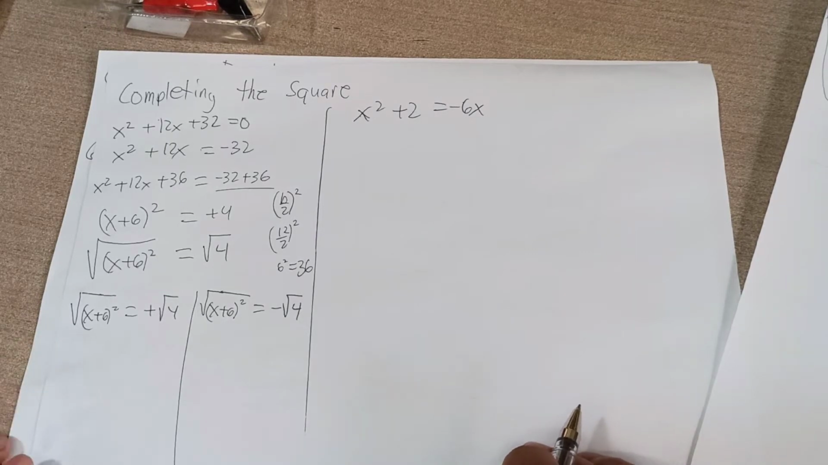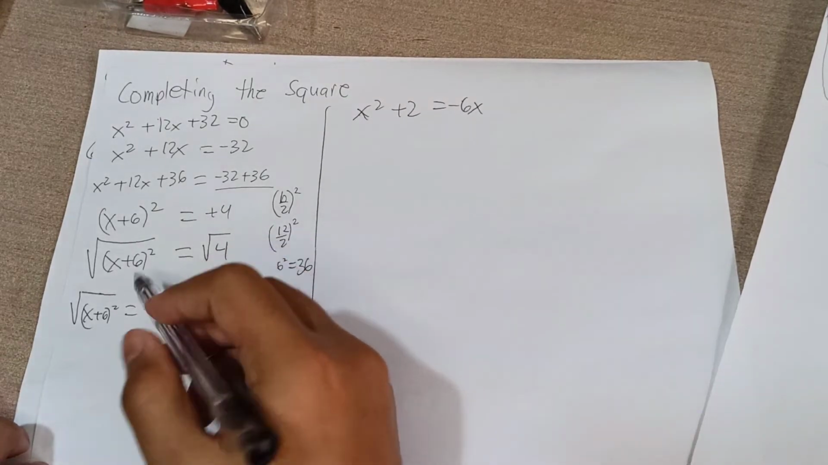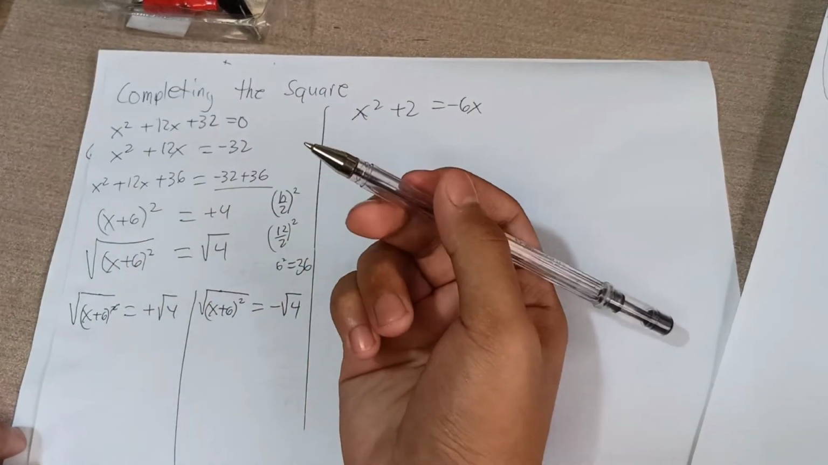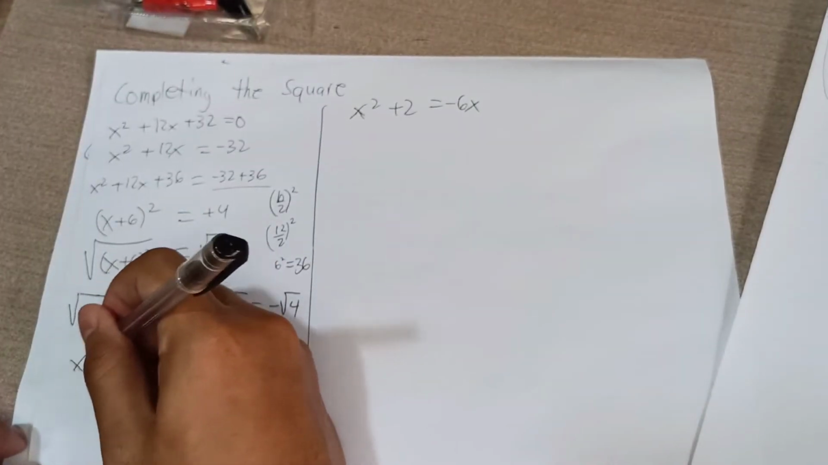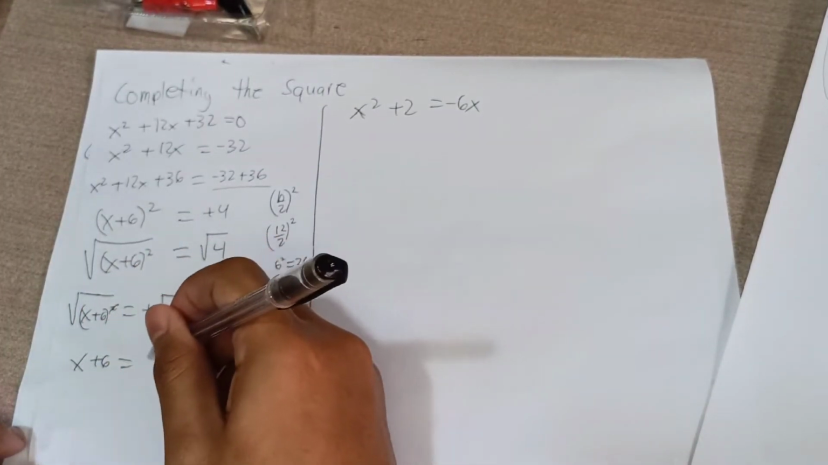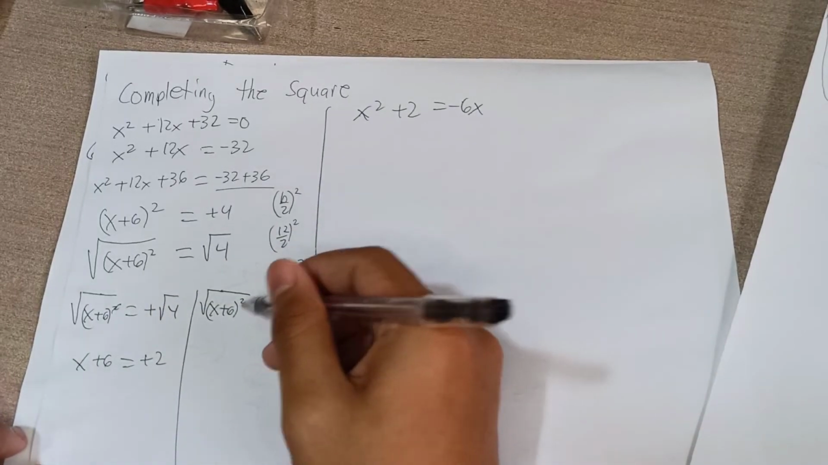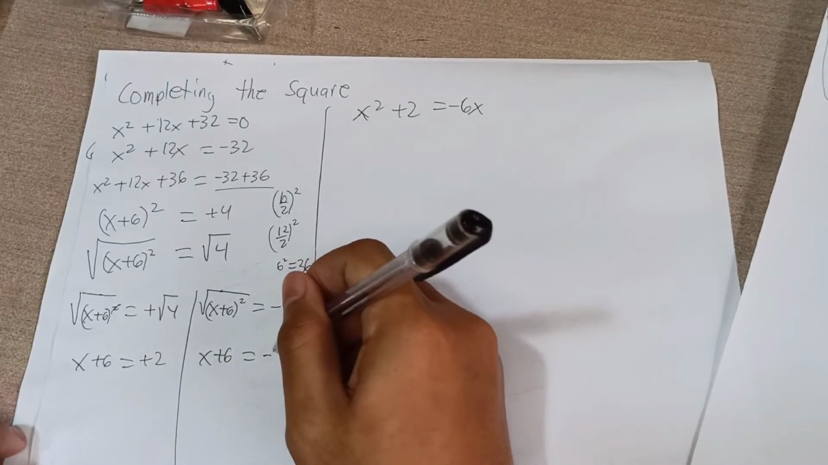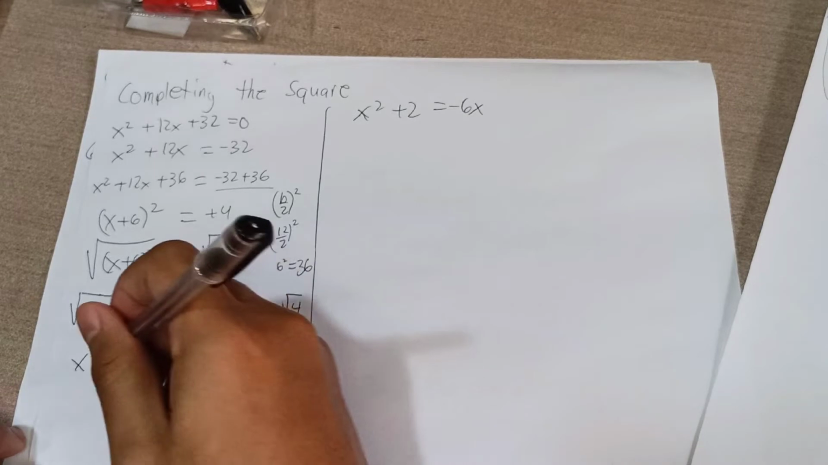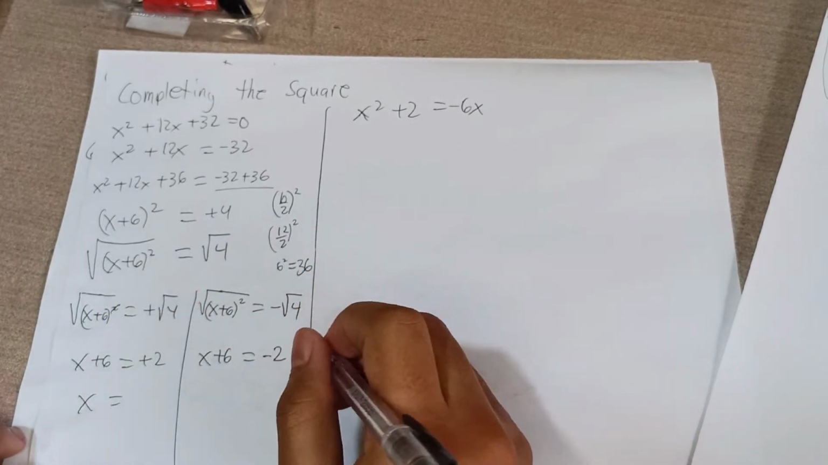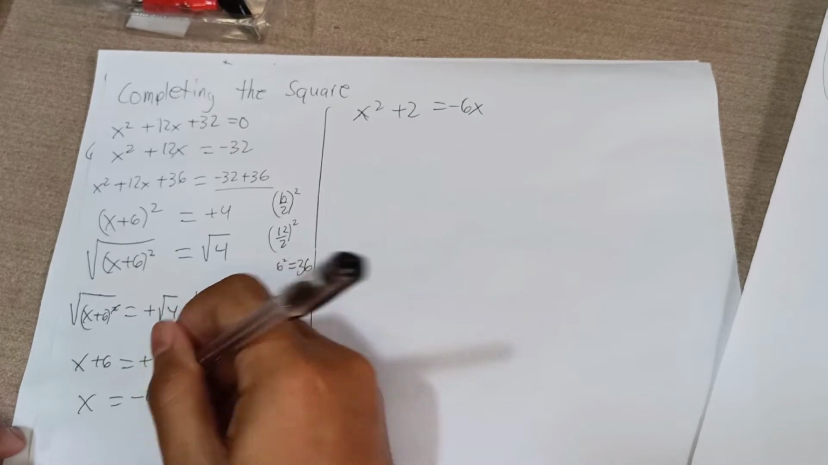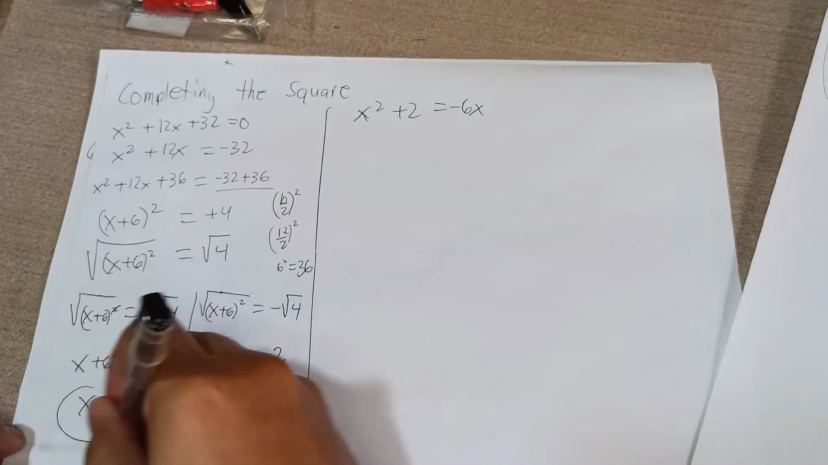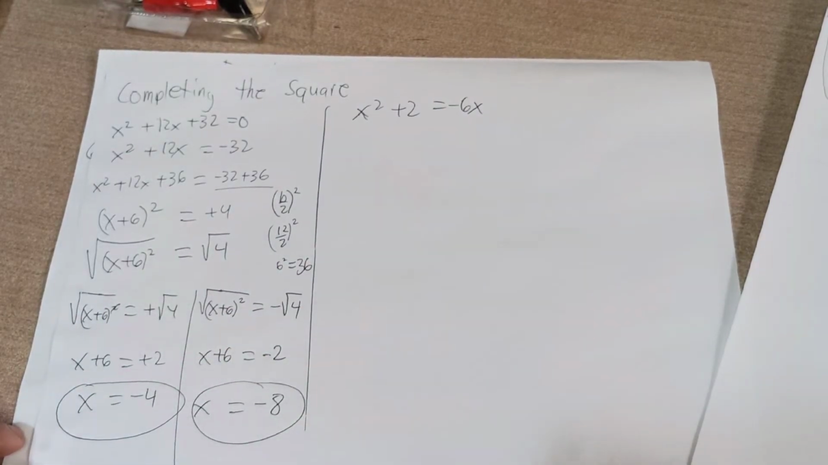Now we will simplify it. If a square sign has a square root, we will remove the square sign. It will now be x plus 6 equals positive 2. On this part, it will be x plus 6 equals negative 2. If we do the math, x is equal to negative 4 and x is equal to negative 8. And those are our answers.